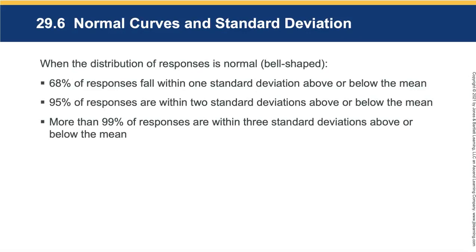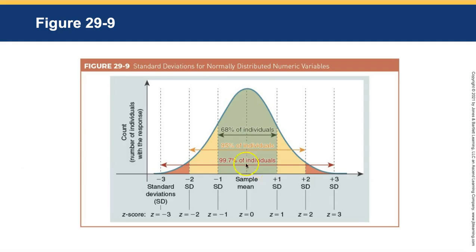So we can talk about standard deviation with our bell-shaped curve, and there are percentages that go along with our bell-shaped curve of where we can find our responses or our heights of human beings. We can say that 68% of our responses fall within one standard deviation above or below the mean. When we talk about two standard deviations above or below the mean, we're talking about 95% of our responses. And then we have a number of 99.7%, and those are within three standard deviations above or below the mean.